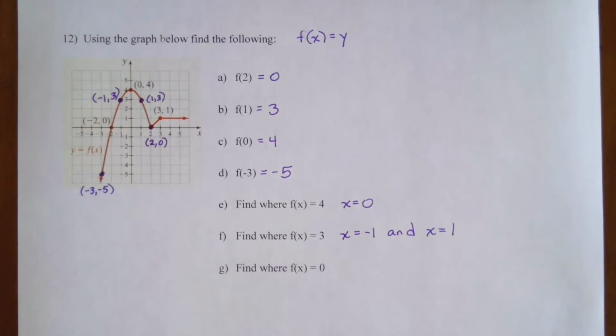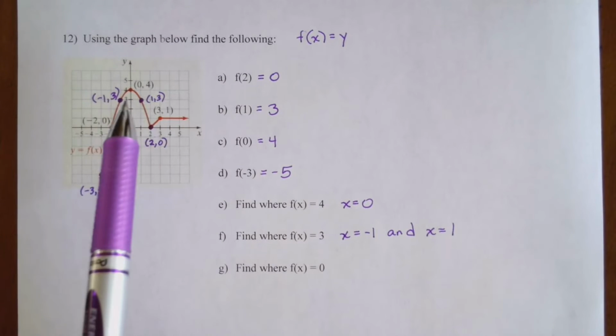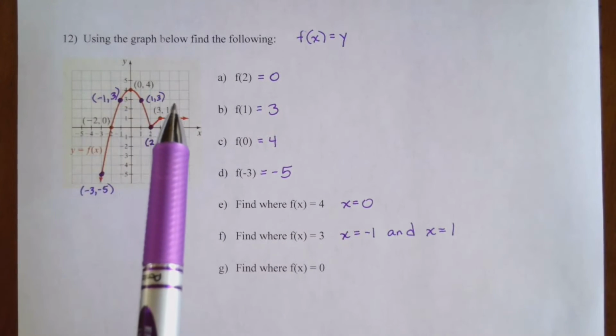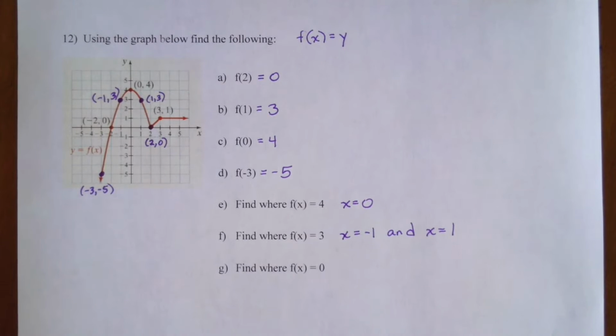Right? So there's 2 places. So again, looking horizontally for these is how you would make sure that you're going to get them all.